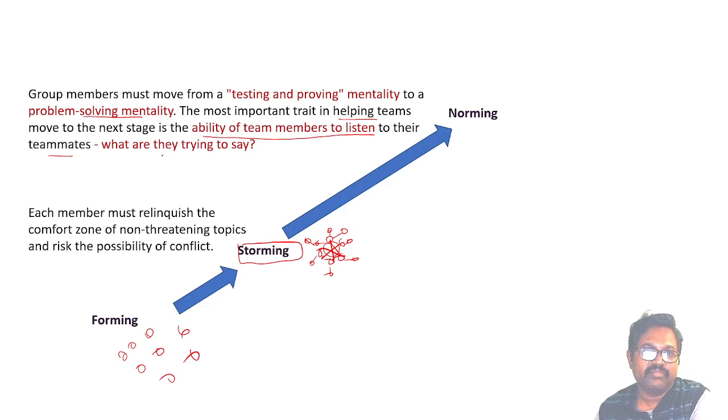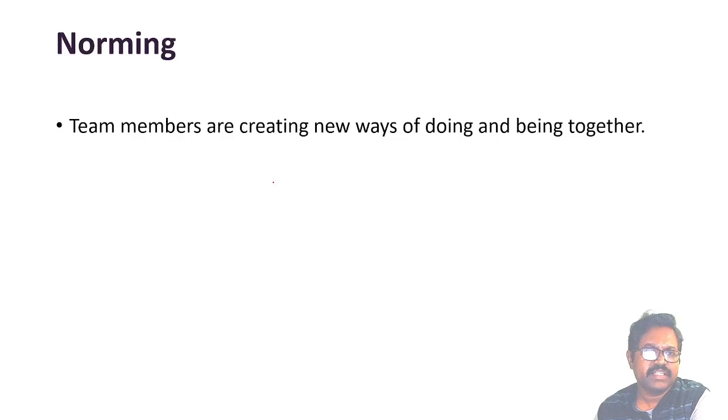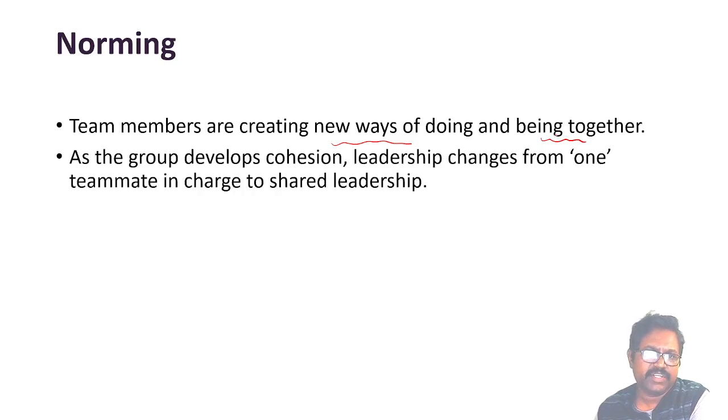They need to effectively listen to their teammates, and also they need to receive and provide proper feedback. So what happens in the norming stage? In the norming stage, the team members are creating new ways of doing and being together, and they try to form new rules and regulations, what they need to be doing and what should not be done. So they'll set some specific rules and regulations.